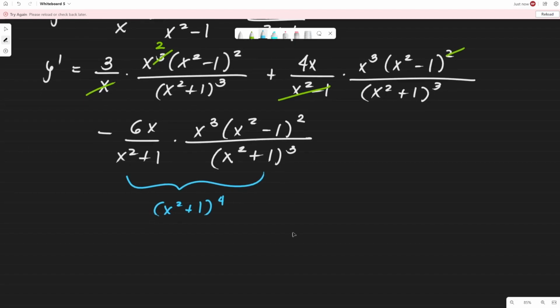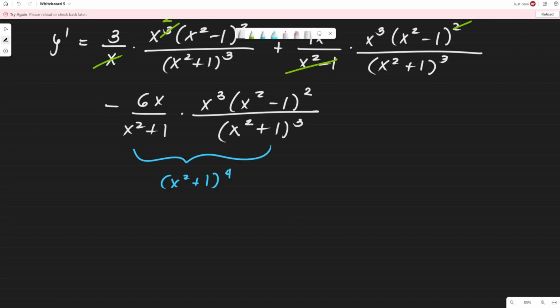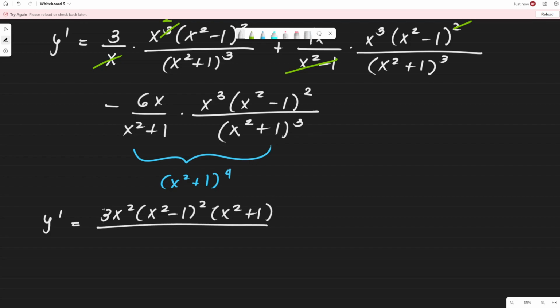So ano yung sinasabi ni sir, no? So we have y prime is equal to, ayusin ko lang, 3x squared times x squared minus 1 squared times x squared plus 1, kasi may cube ka na. So this will just be x squared plus 1 raised to 4. Kasi 'di ba makaka-cancel yan, babalik ka dito sa original.